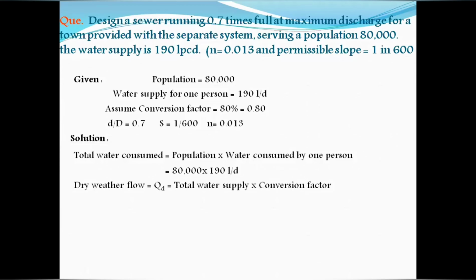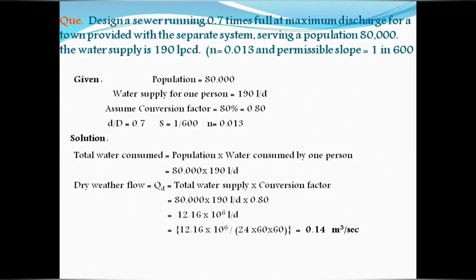The dry weather flow is given as total water supply into the conversion factor, which is 0.80, and the total water supply is 80,000 into 190. After putting these values, we get the dry weather flow as 12.16 into 10 raised to 6 liters per day. This value is in liters per day. If you want to convert liters per day into meter cube per second, then we have to convert liter into meter cube.